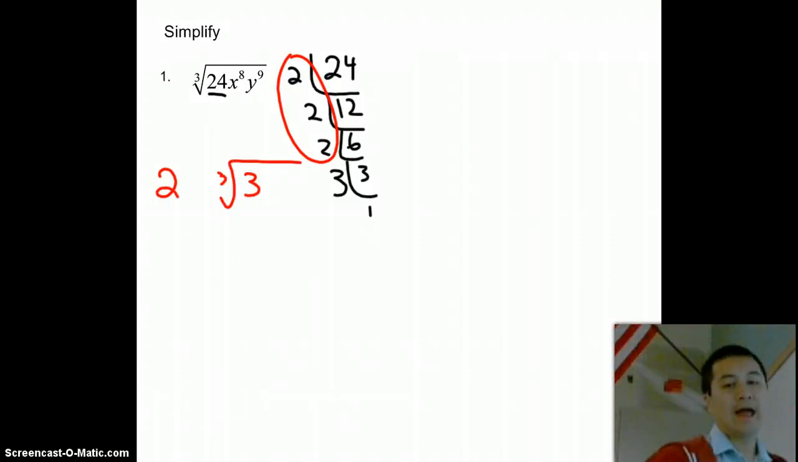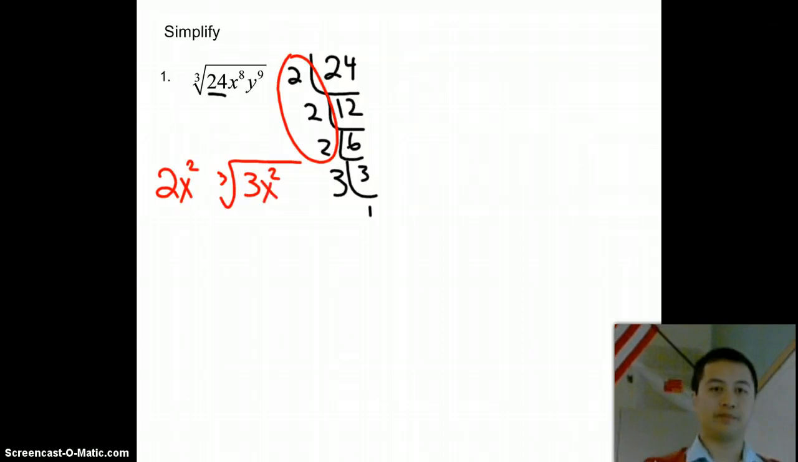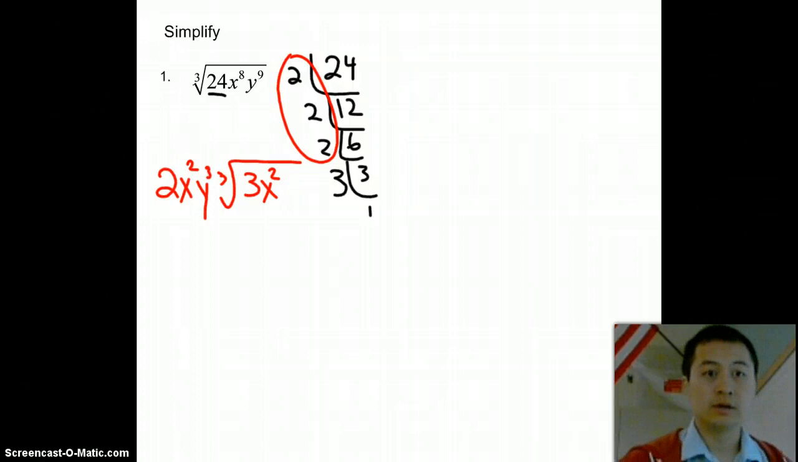Let's look at the x to the 8th. Do you want to go the short way or the long way? Short way? Alright, awesome. 8 divided by 3 is x squared with 2 left over. Is that right? Yeah, that's right. And then y to the 9th, how many sets of 3 are there? 9 divided by 3 is y to the 3rd. And therefore, there's your answer.